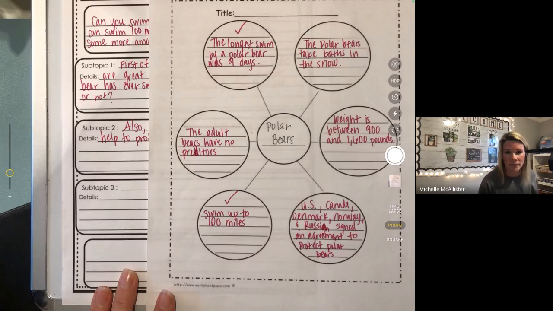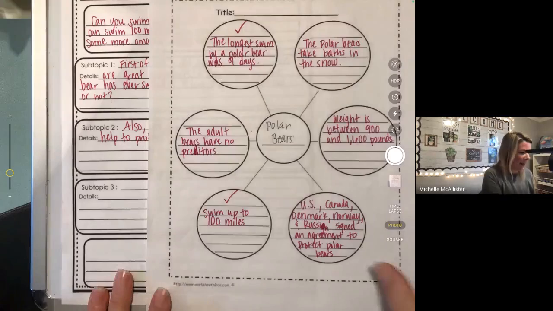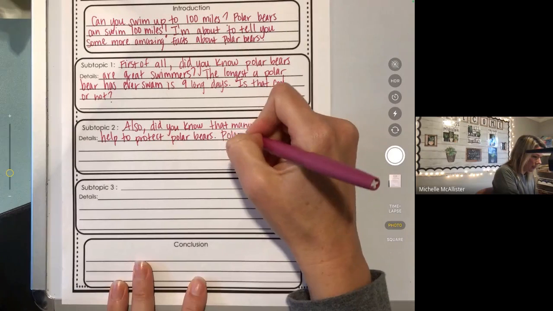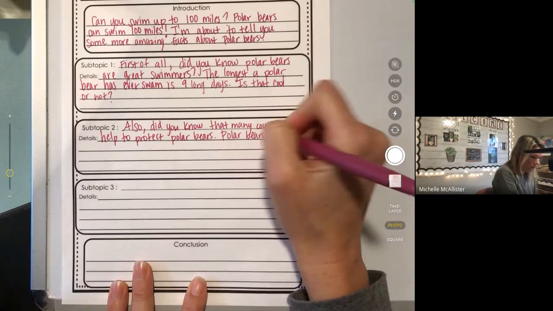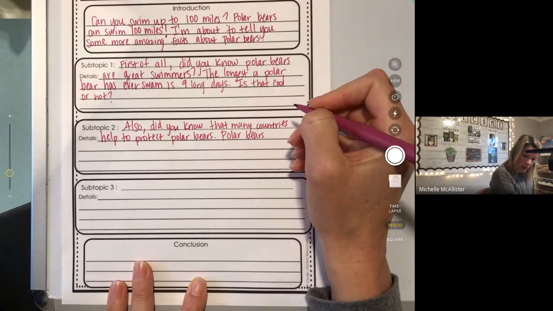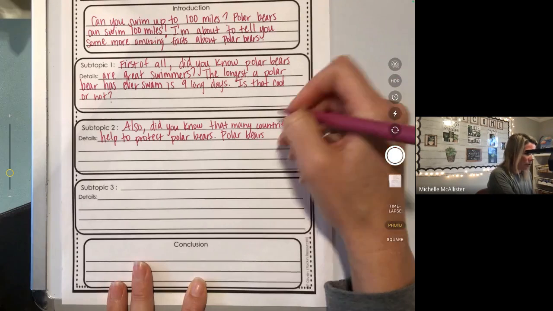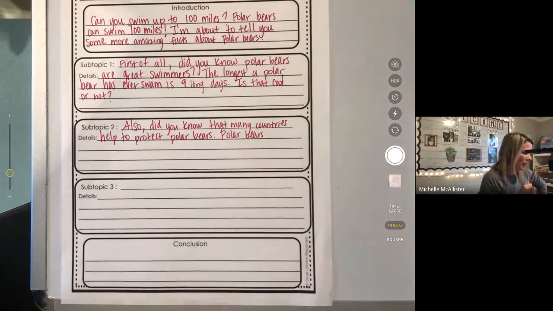Polar bears are protected by. Ooh, perfect. Stop right there. I like that. I don't want to forget it. Polar bears are protected by Canada. Okay, polar bears are, hold on. Let me think about this again.